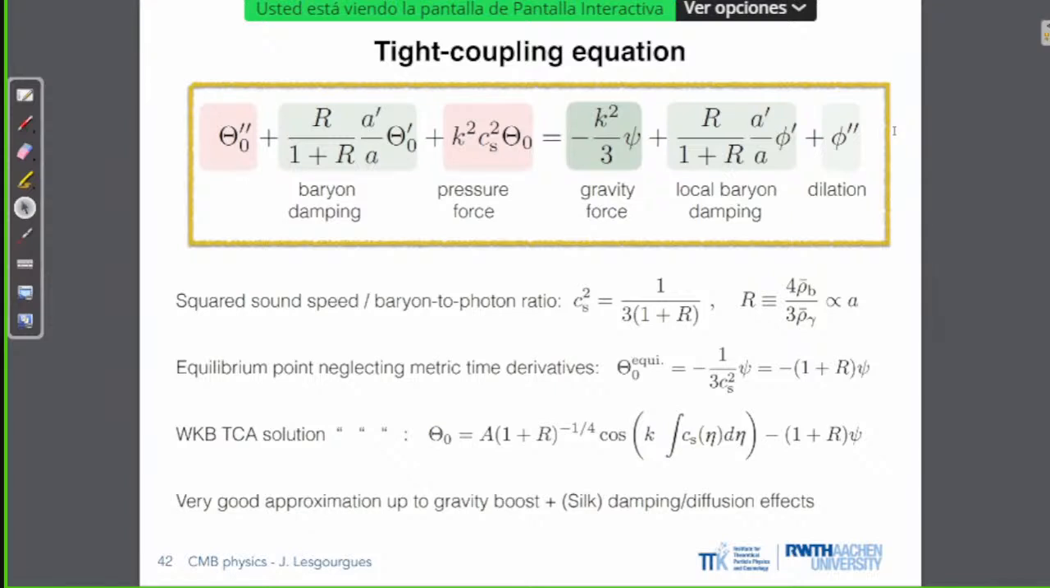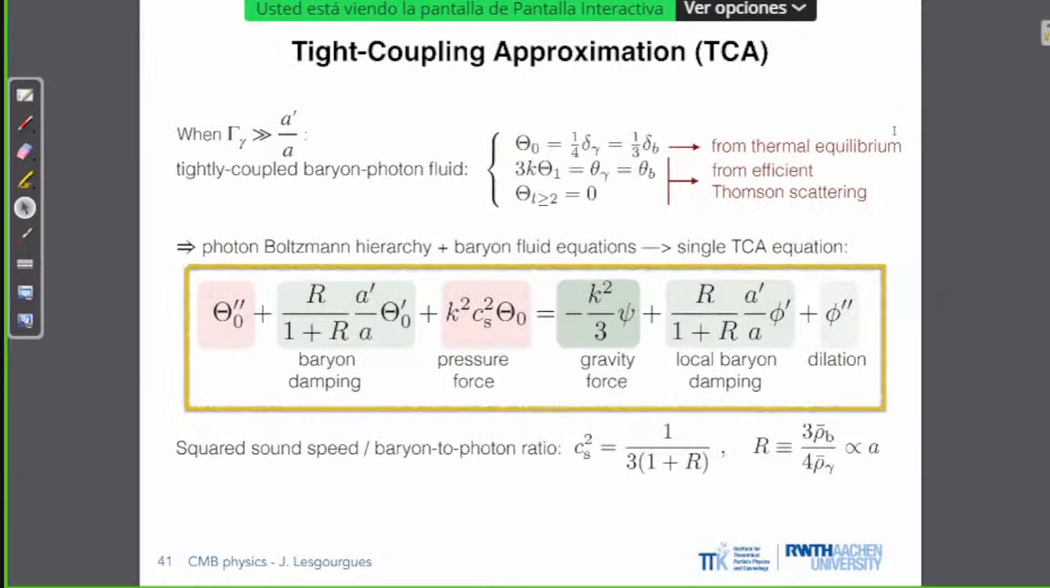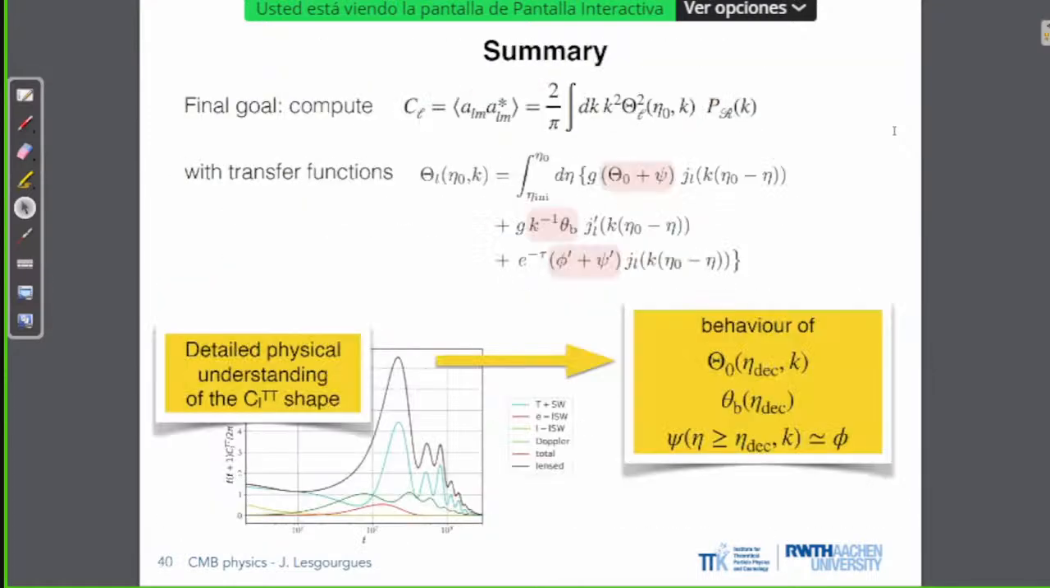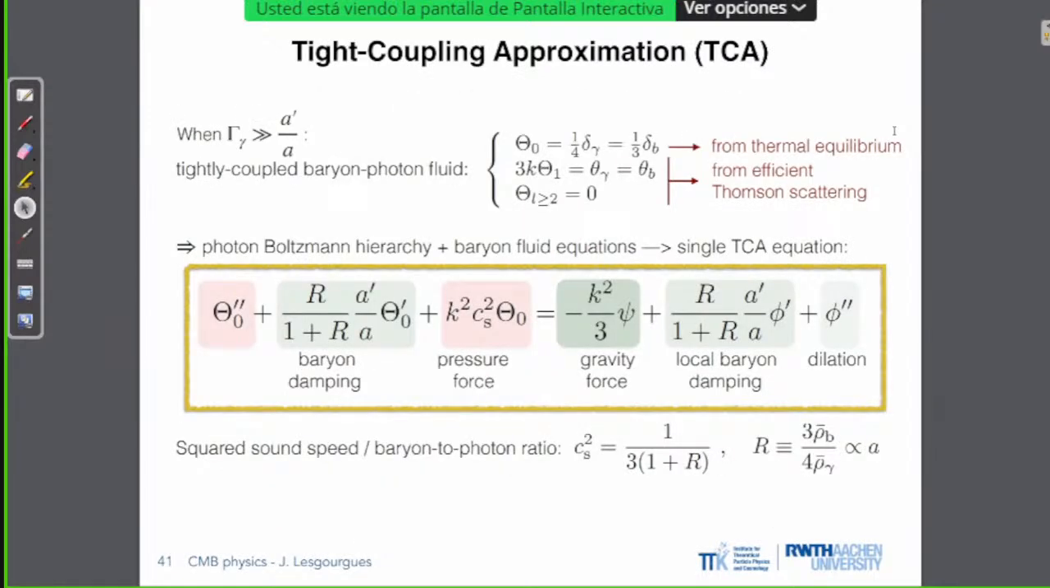And one of the beauties in the formal solution of Zaldarriaga is that in order to estimate any multipole L, you only need to know the monopole, which is here, and the dipole, which is here. All the higher values of L are then trivially obtained by the geometrical projection effect captured by the Bessel function. So because in this formula the most important term is theta 0, we are concentrating on theta 0, and this tight coupling approximation gives us an equation of motion for theta 0.